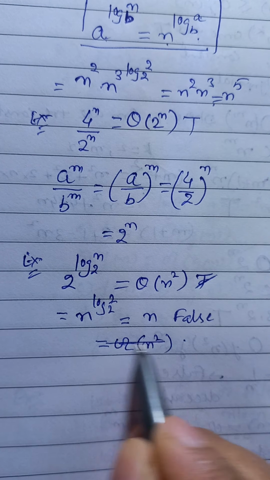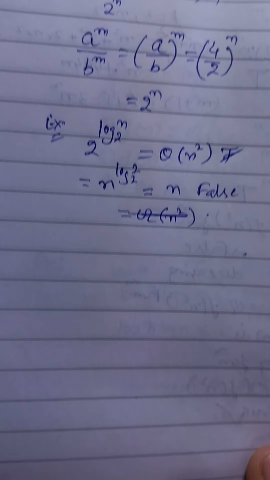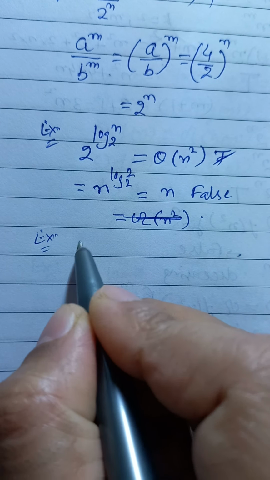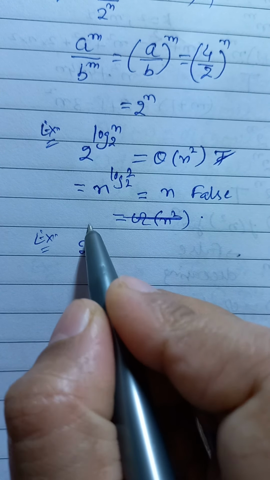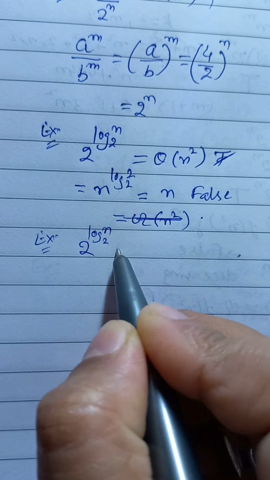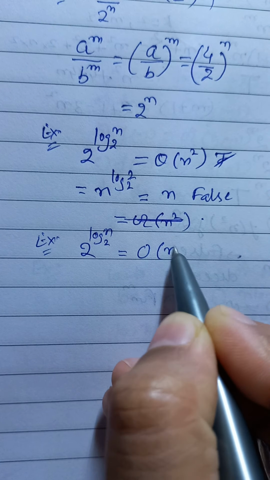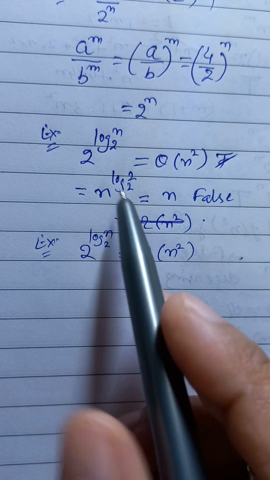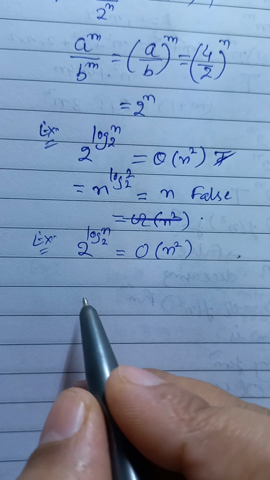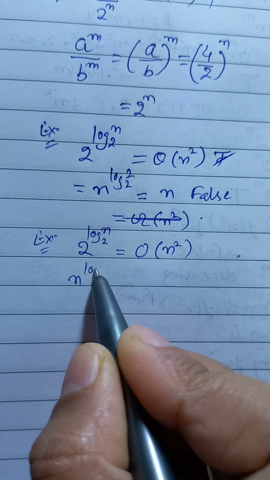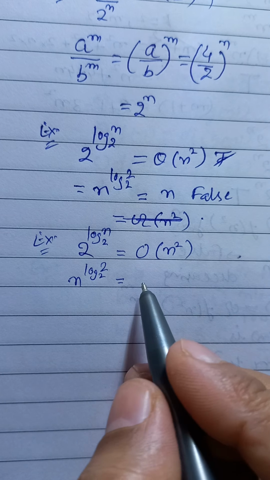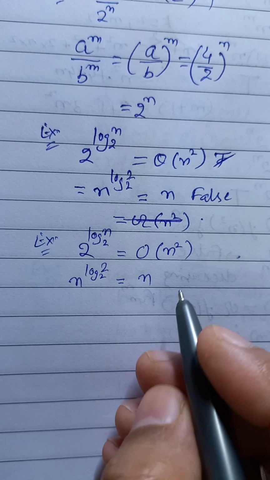So now move to the next example. Suppose we have 2 to the power log n base 2, which is equal to big O n square. Is it true or false? We are going to do it in the same way as we did here. So what will we get? We will get n to the power log 2 base 2. Then log 2 base 2 will be 1. Then we will get n here.